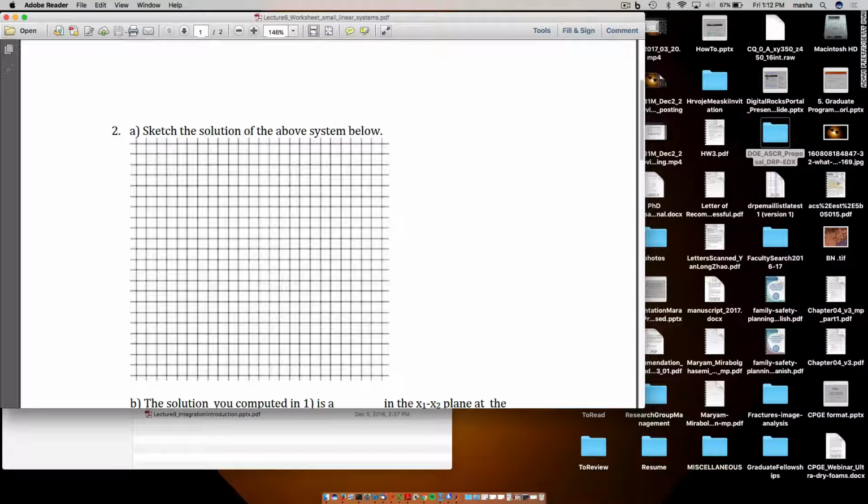Coefficients, so 3, 1, minus 3, 2. And my vector is x1 and x2. That's what I'm looking for. So when I multiply these two, as the first element, I'm going to have 3x1 plus x2 is equal to 7. And minus 3x1 plus 2x2 is equal to minus 4.